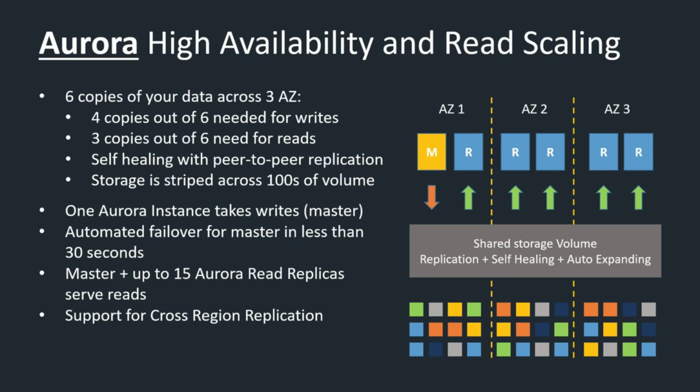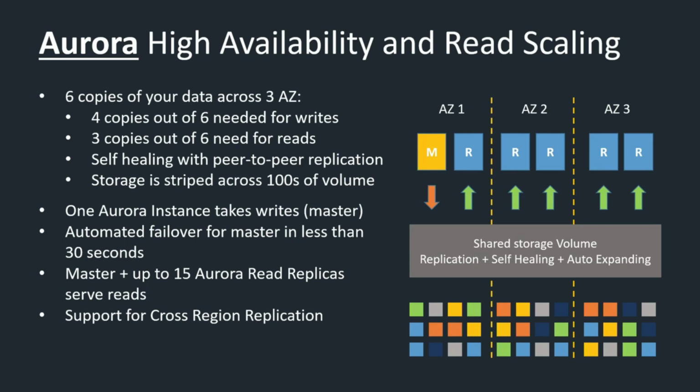So it's really quick failover. And on top of the master, you can have up to 15 read replicas, all serving reads, so you can have a lot of them. And this is how you scale your read workload. Any of these read replicas can become the master in case the master fails. So it's quite different from how RDS works, where by default you only have one master.